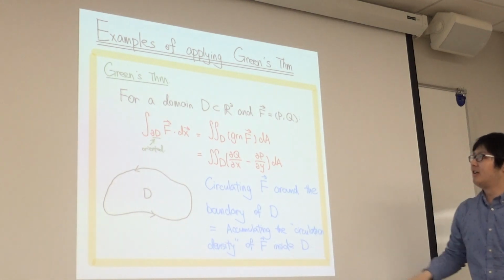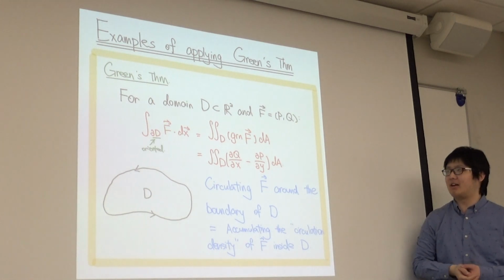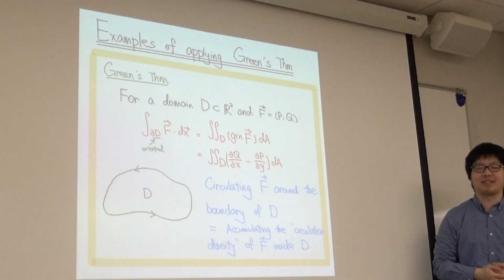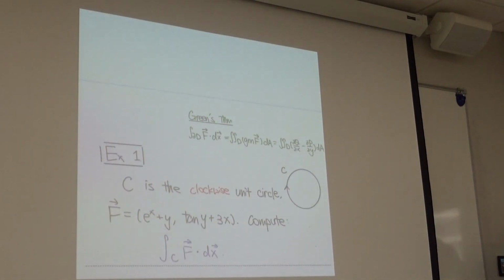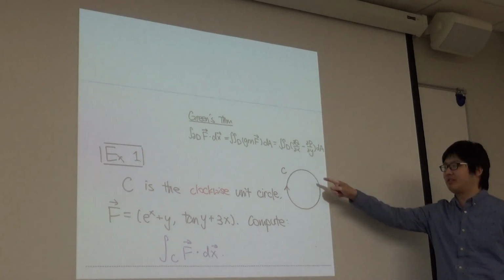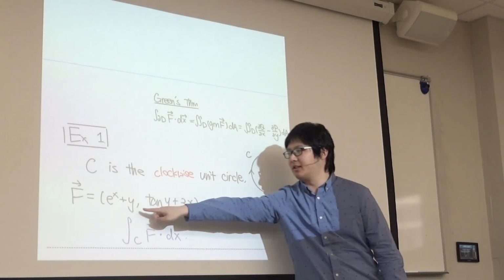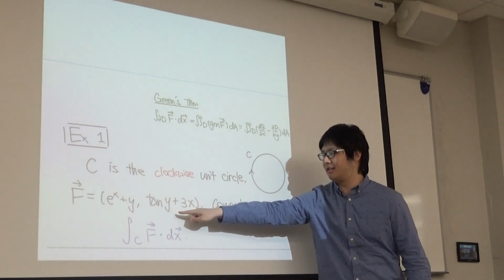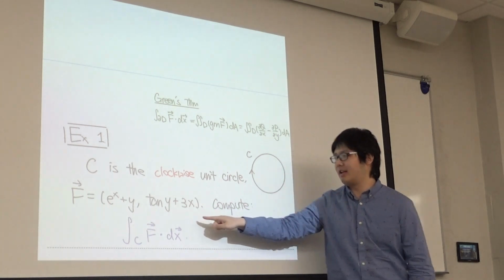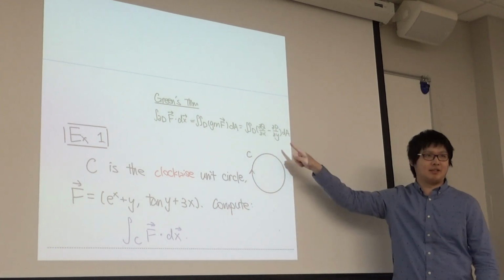Okay, so today my goal is to help everyone digest this concept by applying this theorem to some concrete examples. So let's get started. Here's the first example. Imagine there's a circle that's oriented clockwise, and we have a fairly complicated function: e to the power of x plus y in the first entry, and tangent y plus 3x in the second entry. We want to compute the line integral of f along this circle.